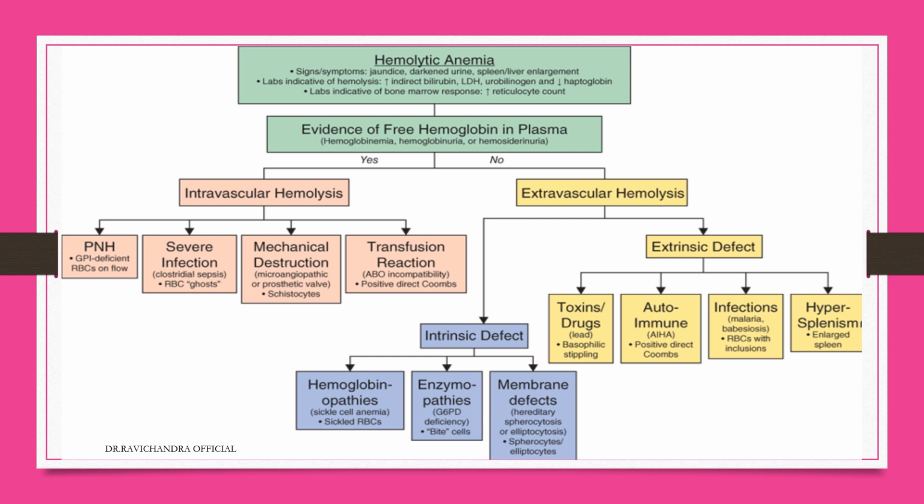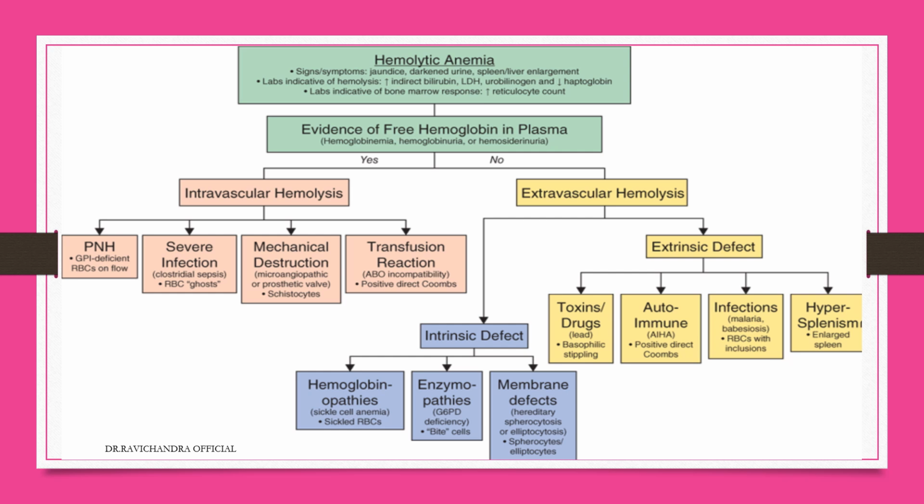What are all the signs and symptoms that will be seen in hemolytic anemias? Remember JAS. There will be jaundice, there will be anemia, and there will be splenomegaly. Along with this, there may be darkened urine and liver enlargement. As it is a hemolytic anemia, definitely there will be hemolysis. The lab investigations that will indicate hemolysis are increased indirect bilirubin, increased LDH, increased urobilinogen, and decreased haptoglobin.